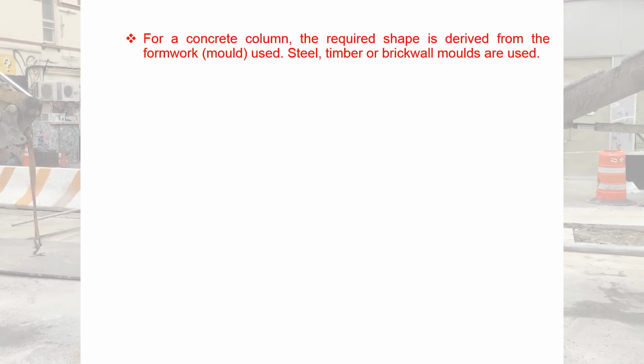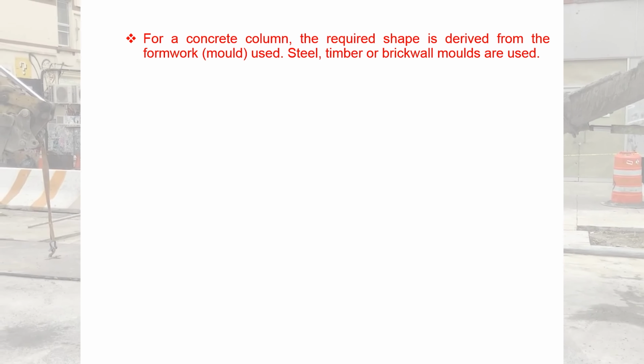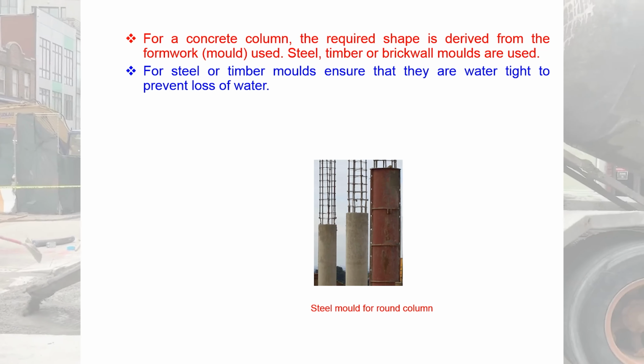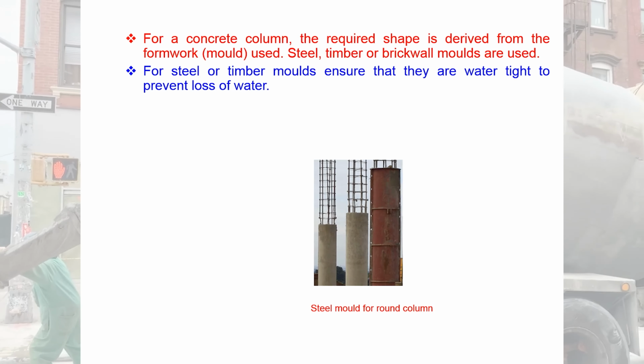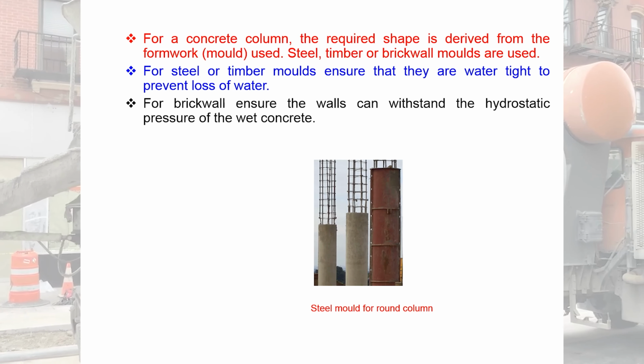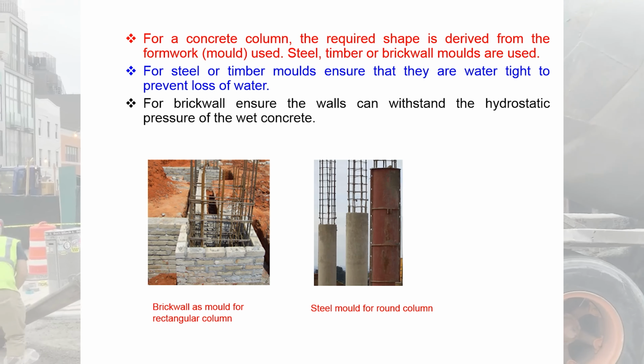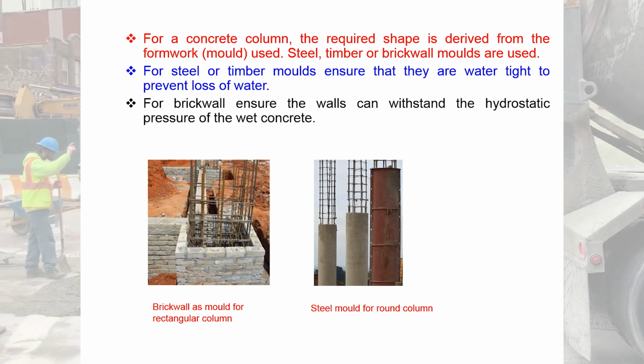Steel, timber, or brick wall molds are used. For steel or timber molds, ensure that they are watertight to prevent loss of water. For brick wall, ensure the walls can withstand the hydrostatic pressure of the wet concrete.